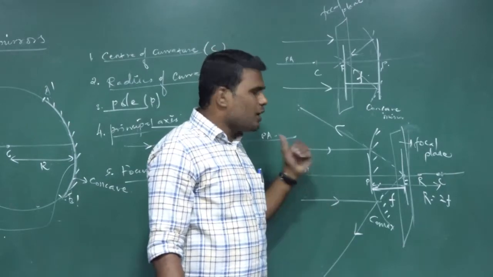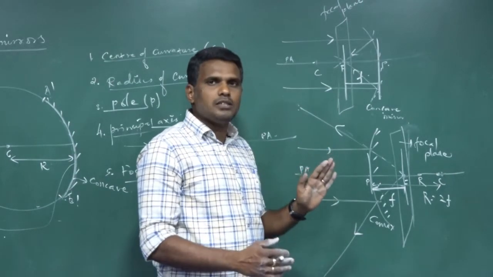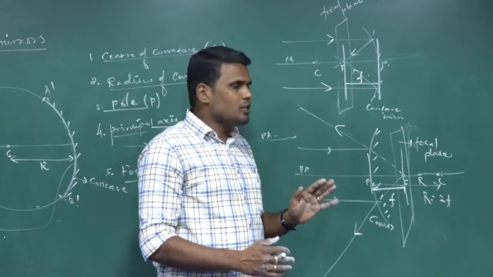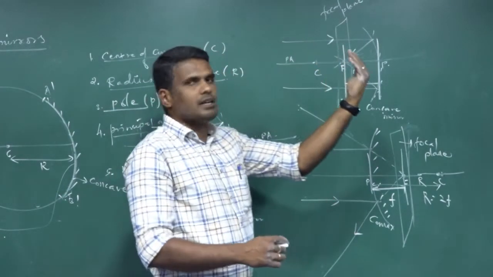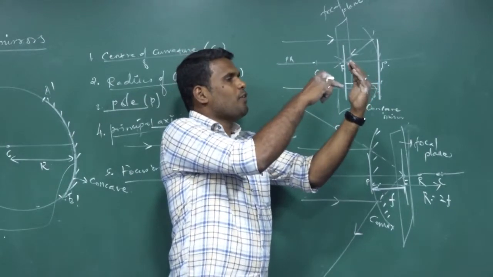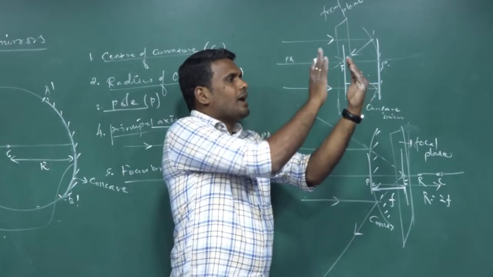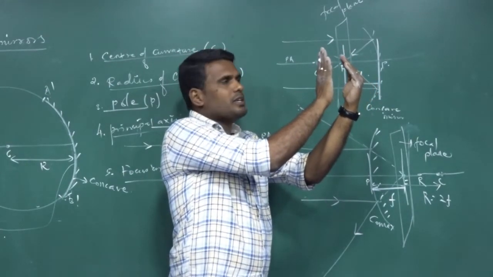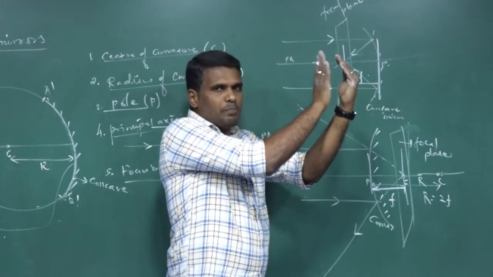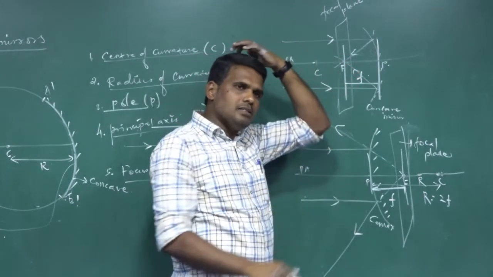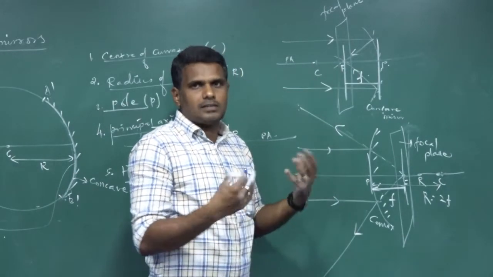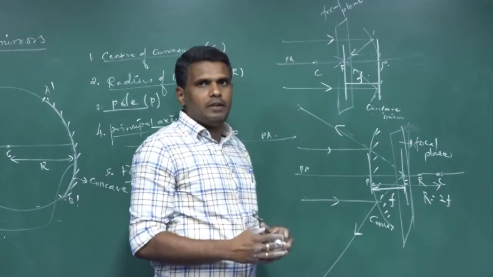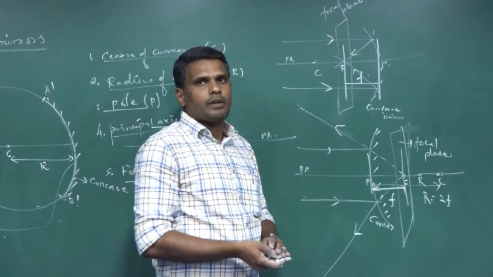Then what is focal plane? A plane passing through the principal focus. See this one? This is a curved surface. Principal focus is somewhere over here. And this hand refers to the plane passing through that particular point. So a plane passing through the principal focus and perpendicular to the principal axis is called the focal plane of the mirror.